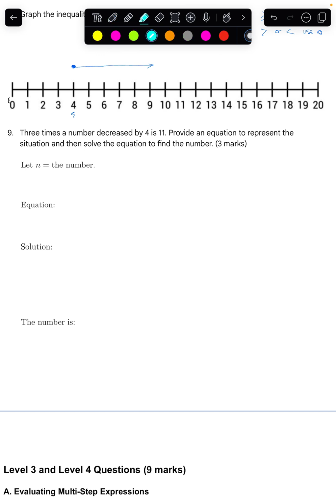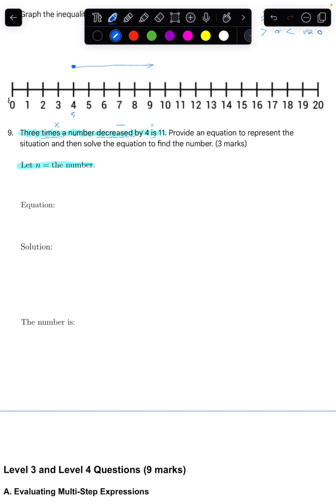If this statement wasn't created for us, we'd have to create one. Okay? So 3 times a number decreased by 4 is 11. Well, times means multiply. So whenever we see times, this means multiply. And decreased means subtract. And then is suggests equals.